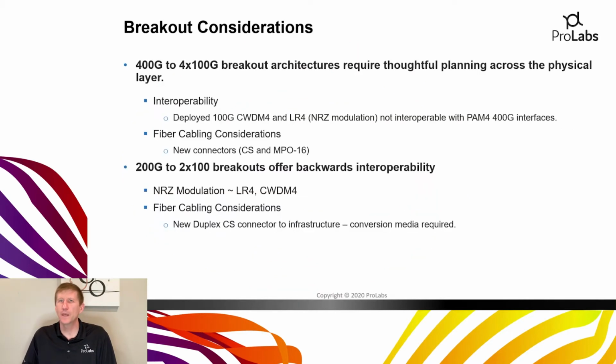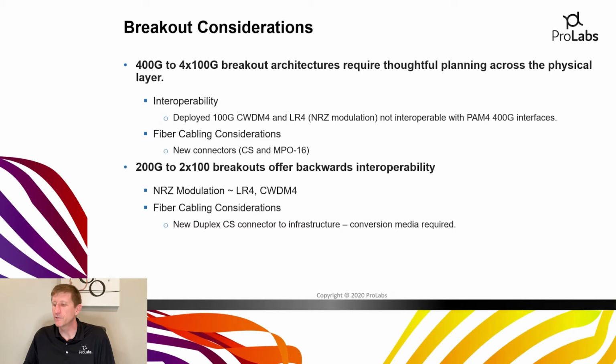They're going to need a way to roll up that bandwidth to take advantage of the new 400 gig core. So as you're deploying 400 gig, there's a few things to keep in mind with the breakouts or your aggregation, or whatever you want to call it. The 400 gig to 4x100 gig breakout architecture really does require some thoughtful planning across the entire physical layer. Consider interoperability. Currently deployed 100 gig CWDM4 and LR4, so NRZ modulated transceivers, are not interoperable with PAM4 400 gig interfaces. That's a very big point to keep in mind.